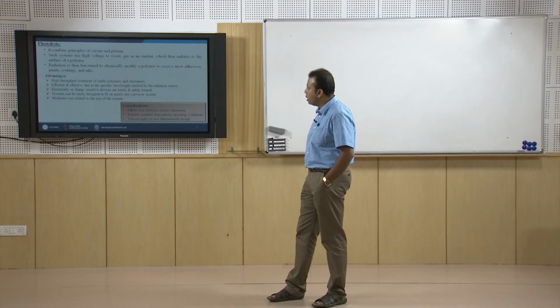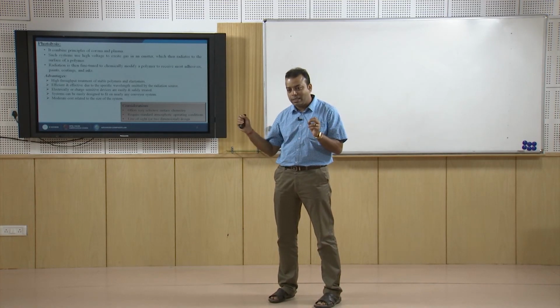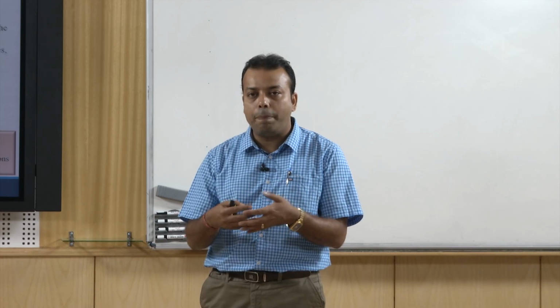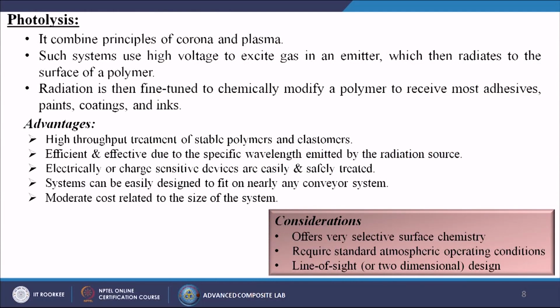And the next one is called photolysis. In a single word, I can say this is the combination of plasma as well as corona. So, it combines principles of corona and plasma. Such systems use high voltage to excite gas in an emitter, which then radiates to the surface of a polymer. The radiation is then fine-tuned to chemically modify a polymer to receive most additives, paints, coatings and inks.